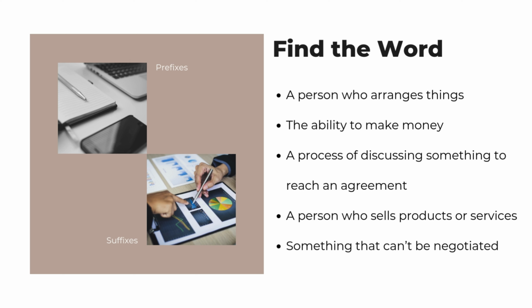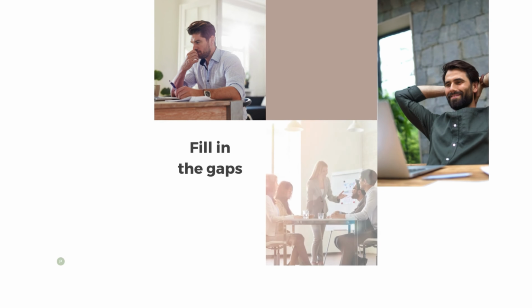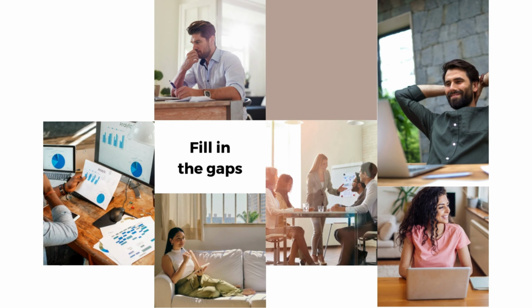Negotiation, good. A person who sells products or services. Let me remind you, for a person, you need to add the suffix EER. So a person who sells products or services is a marketeer. Very good. What about when you cannot negotiate something? How do we call that word? It's non-negotiable. Very good. Let's do one more fill in the gaps exercise.